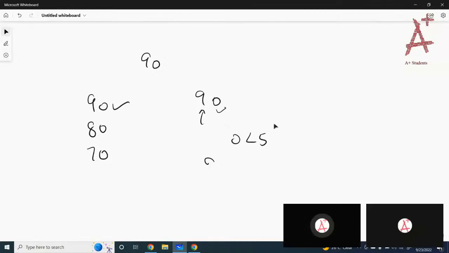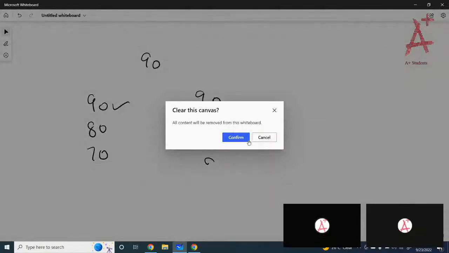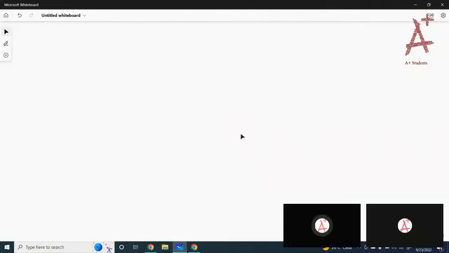Okay, the next one is, what is 618 rounded to the nearest 100? So you have to round off 618 to the nearest 100. So which digit is at the hundreds position? 6 is at the hundreds position. So the digit that is at the right hand side of the 6 is 1.